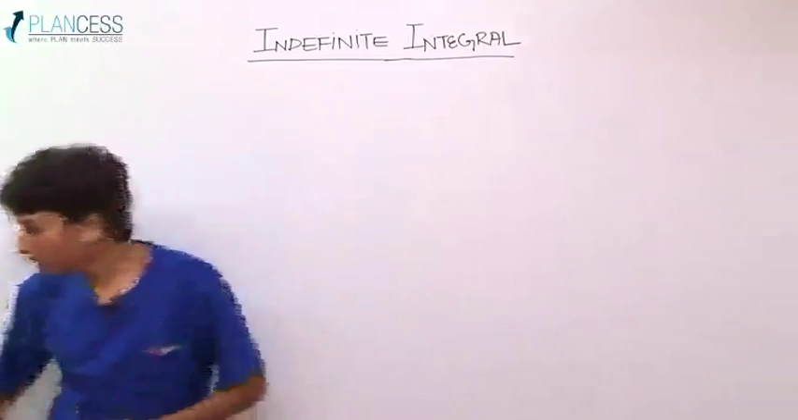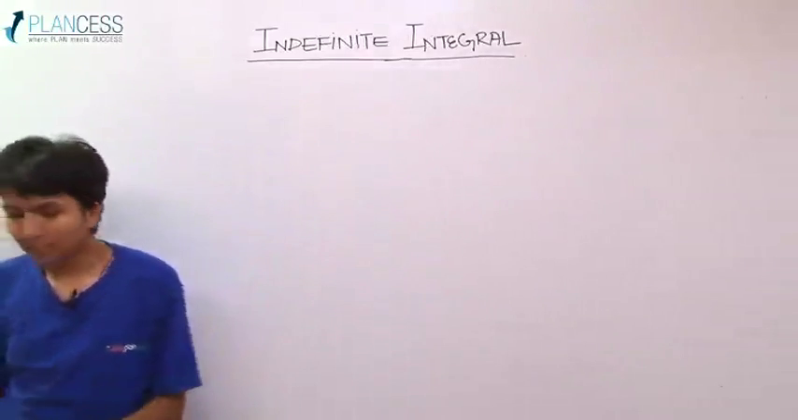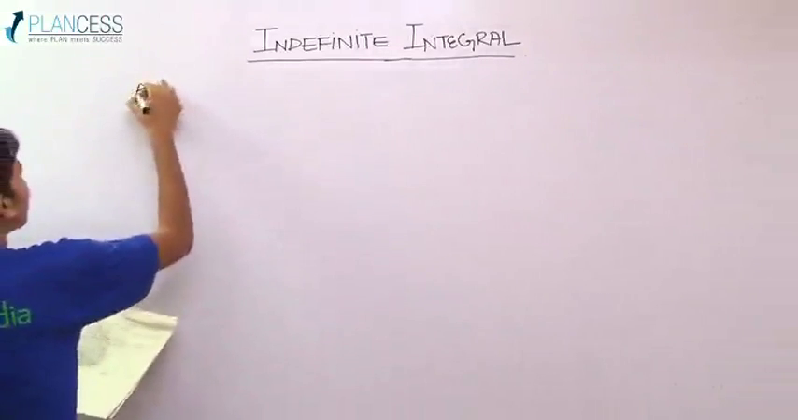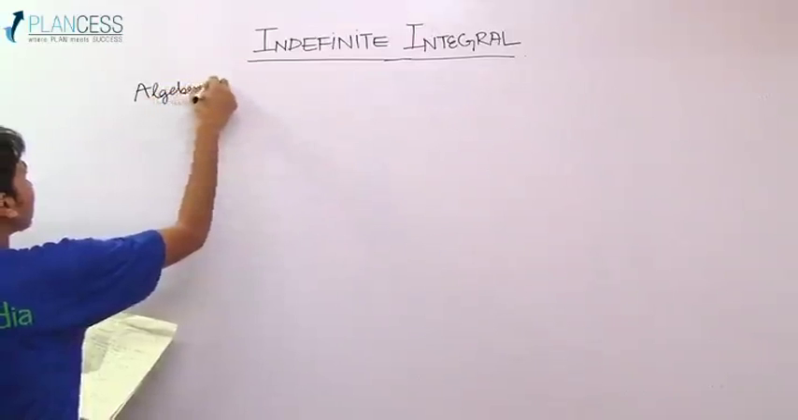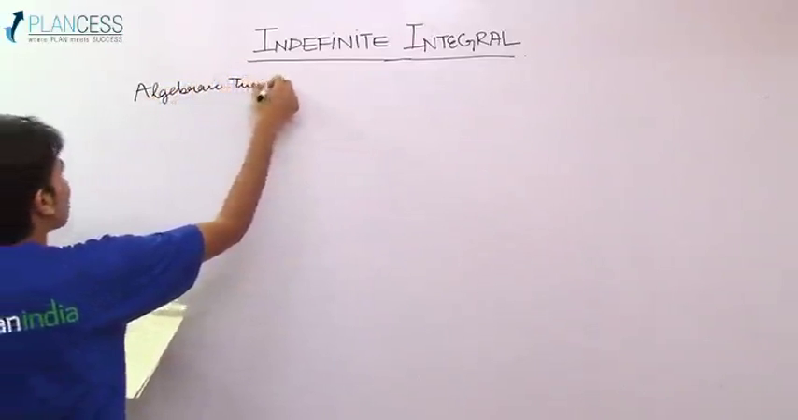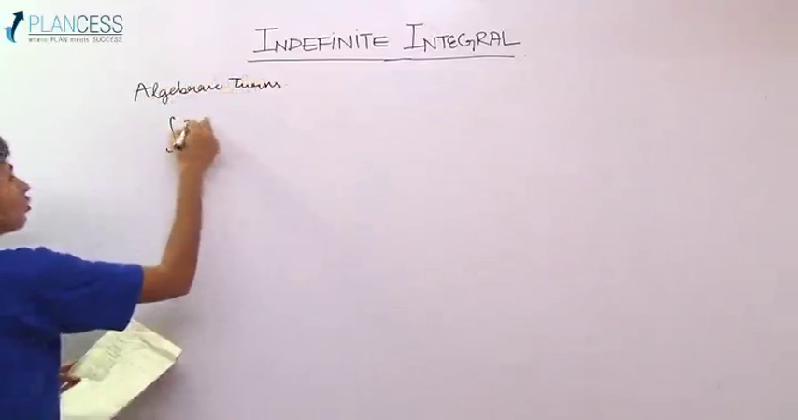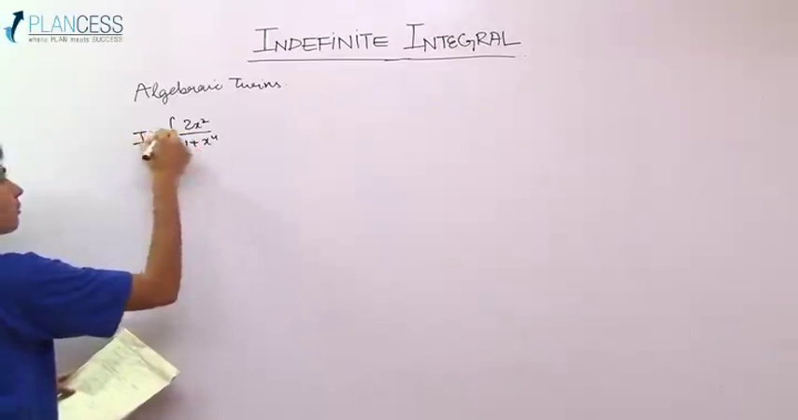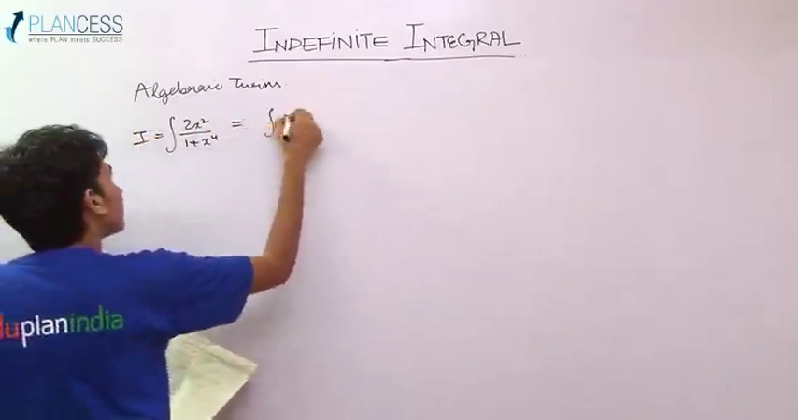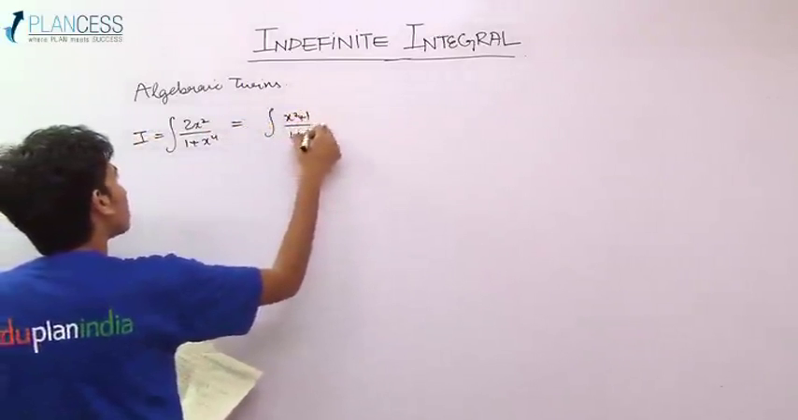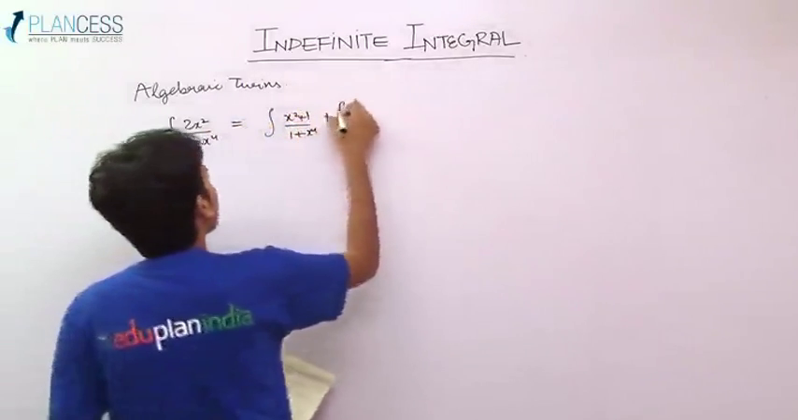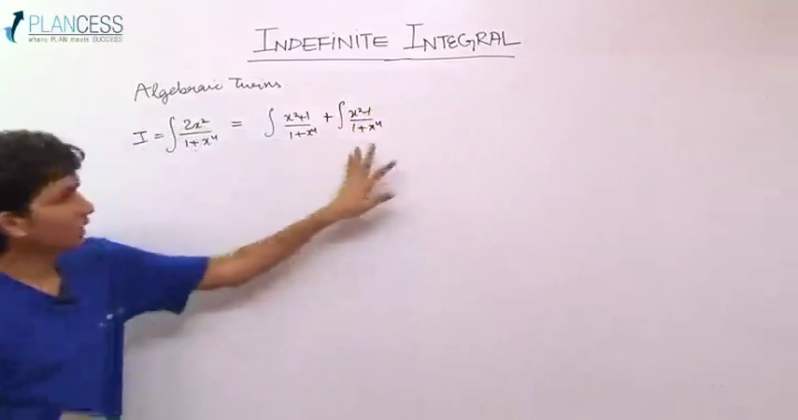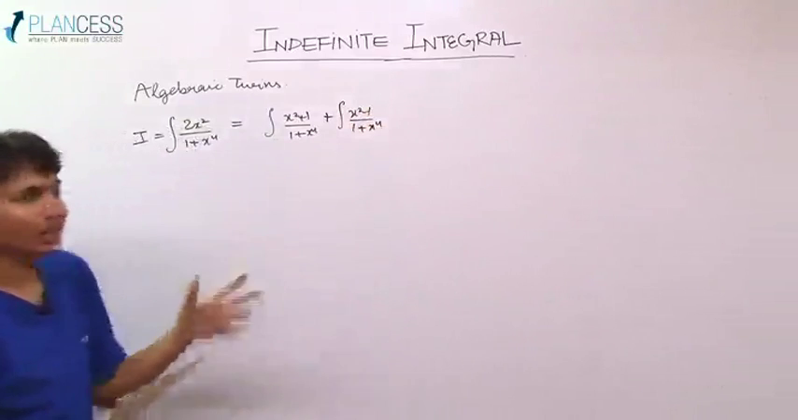There are a couple of subtopics left, some special types of integrals, known as algebraic twins. That is integrals of the form, say, 2x square upon 1 plus x4. It can be written as x square plus 1 upon 1 plus x4 plus x square minus 1 upon 1 plus x4. So we can solve these separately. I'll solve one of them, so you'll get the idea.